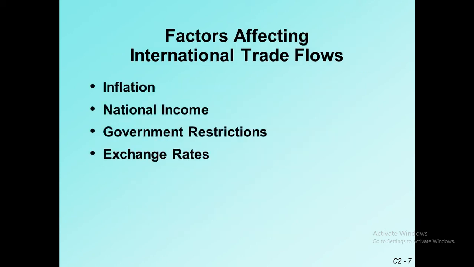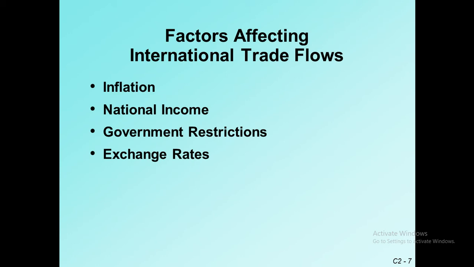Next, factors affecting international trade flow. The factors that affect international trade flow are inflation, national income, government restrictions, and exchange rates. You better know about inflation. Inflation is a persistent increase in the price level. A relative increase in a country's inflation rate will decrease its current account as imports increase and exports decrease. Second is national income. A relative increase in a country's income level will decrease its current account as imports increase.